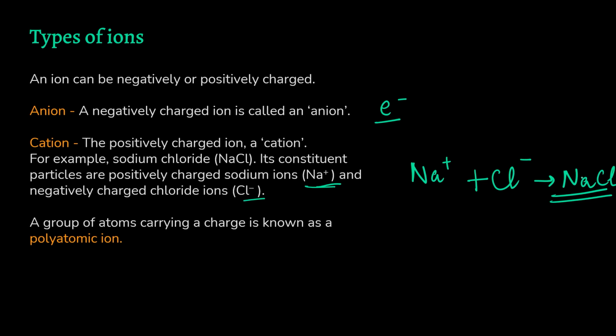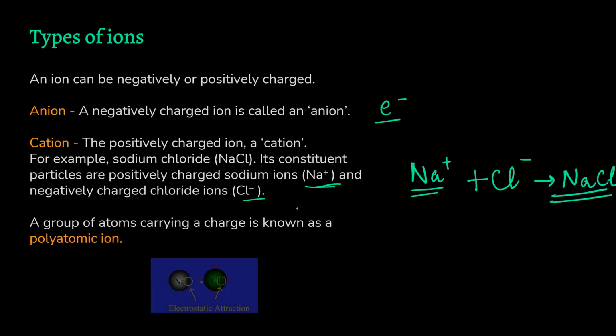A group of atoms carrying a charge is known as a polyatomic ion. Now this is one simple atom carrying a charge, right? There may be some groups of atoms that come together to form a charged species, and that group of atoms carrying a charge is known as a polyatomic ion. In this simple animation also, you are seeing how the transfer of electron is taking place. All right.